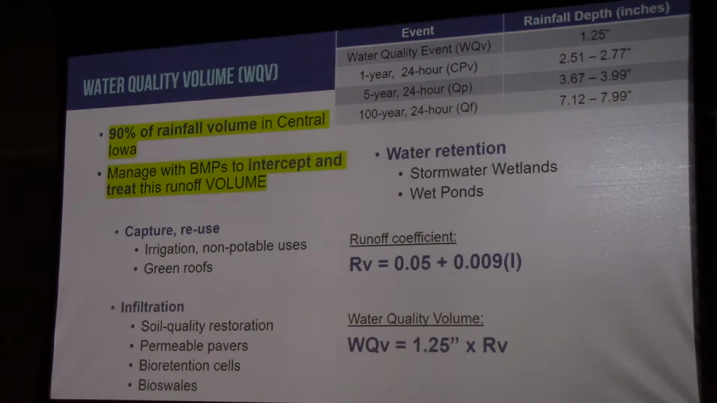We also allow for water retention to be used to meet your water quality volume, although there are some factors and multipliers that deal with that. But practices like stormwater wetlands and wet ponds, if they retain that water in the pool, that can go towards your water quality volume standard. So if you're doing a regional basin and it's going to be a wet pond, that could address it. Stormwater wetlands can address it.